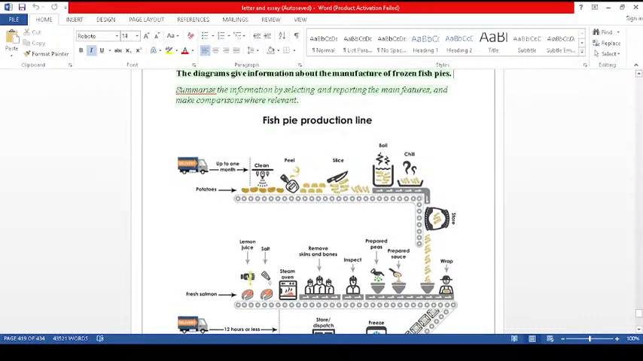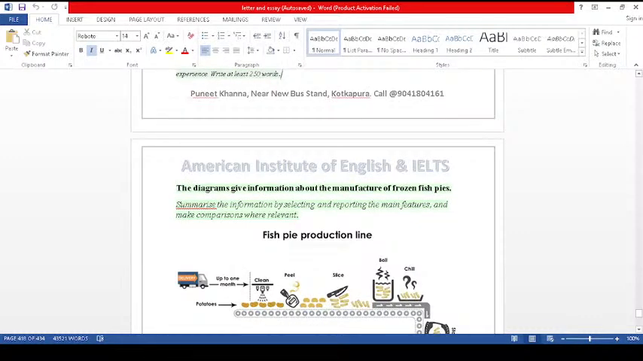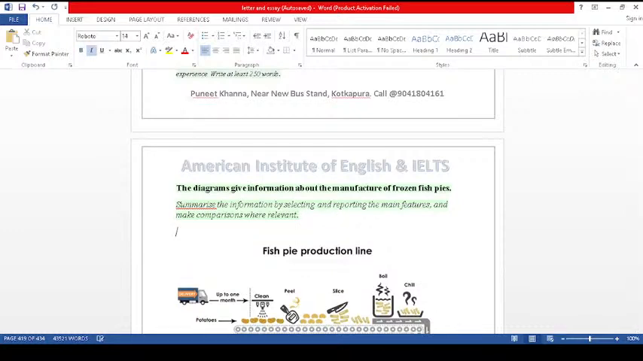First of all, you need to paraphrase the introduction. You can have a look at the introduction. The introduction is talking about the diagram, giving information about the manufacture of frozen fish. So you simply need to paraphrase. You can simply say "the assigned", or you can use some words like "provided", or you can say "rendered". So: the assigned, provided, rendered illustration. You can use the word "illustration" for diagram. Clear? It is a noun.